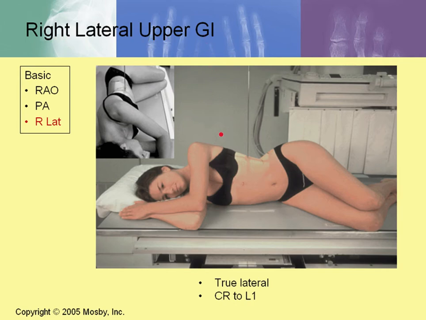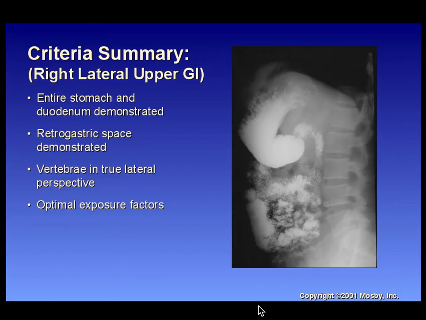The right lateral upper GI, true lateral position, central ray to L1. So you're doing an upper GI. You don't need the lower portion of it. So your central ray is higher. You're about at L1. True lateral position, you can see that your vertebral bodies are in a true lateral. Your upper GI anatomy is moved away from the spine. You're seeing the retrogastric space well demonstrated. Okay, so retrogastric space right back here is well demonstrated.